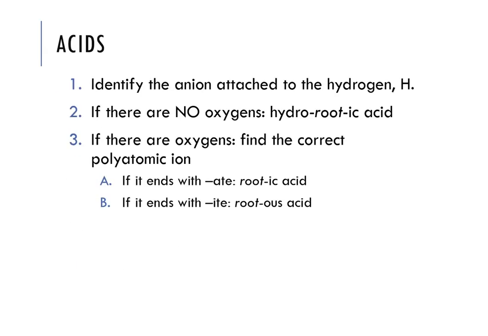All right, so for acids, so the rules for naming acids. We identify what is attached to the hydrogen. If there are no oxygens, then it's going to be hydro, and then that anion, an ic acid. The hydro does not represent the hydrogens. The hydro is there to represent the lack of oxygens, which seems counterintuitive, but it is what it is.